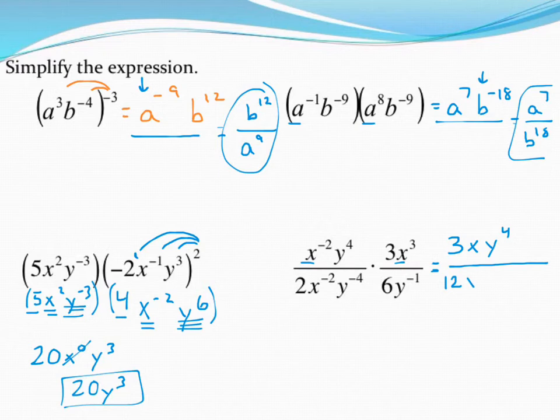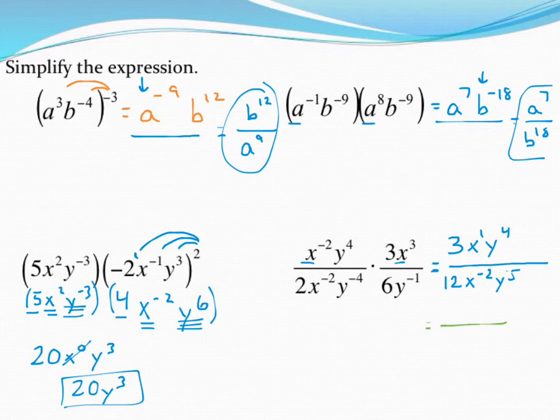X to the negative second's the only x piece on the bottom. I'm going to throw a 1 on that x on the top too. And then add up your exponents for the y pieces. That's going to be y to the negative fifth, sorry, once I add those up. Okay, it's not simplified because I do have the same base repeating, so I'll need to go through and do one more step to simplify this.